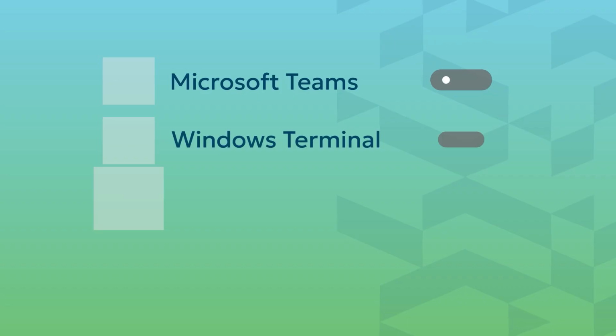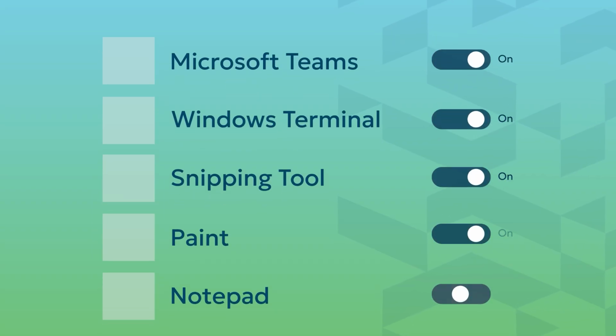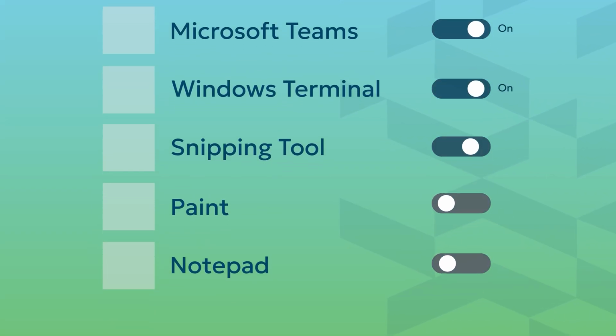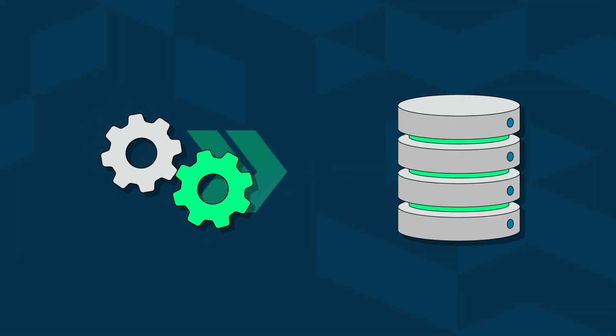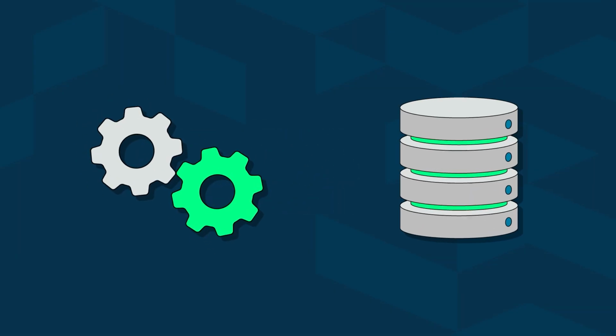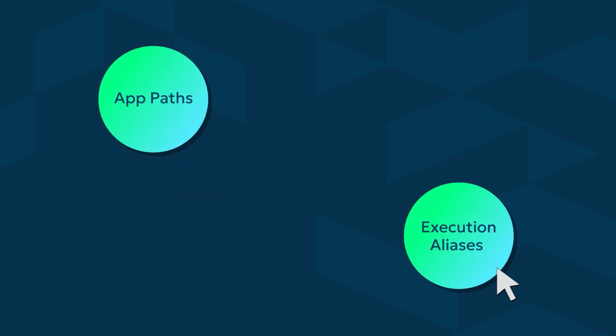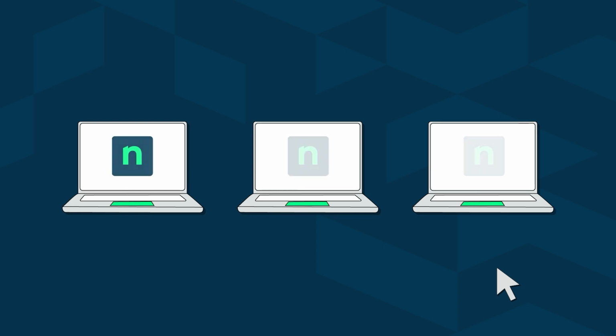These custom entries let you run apps via shortcuts or scripts without interfering with app execution aliases. To disable an app path, delete its registry key. Always back up your registry before making changes, and remember that app paths and execution aliases are separate systems. And for IT admins managing multiple systems, you can export these settings for standardized deployment.